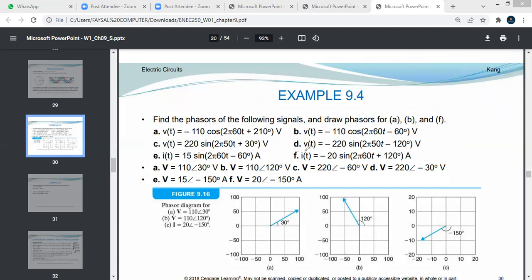Moving towards part number D. This is part number D. So again for this, it is equal to minus 220 sine(2π50t) minus 120.